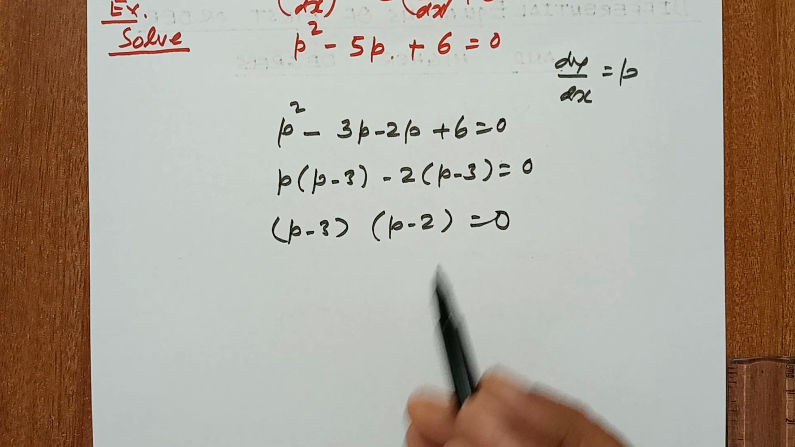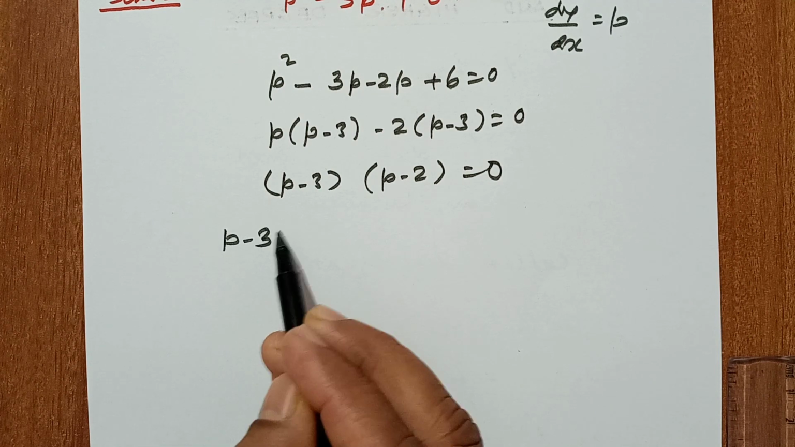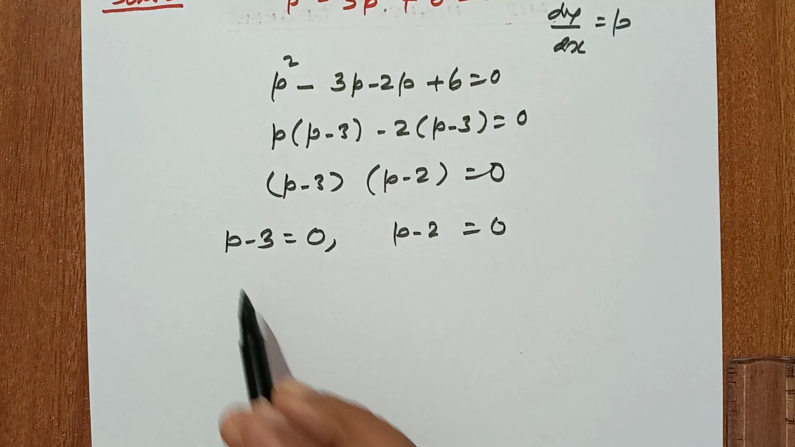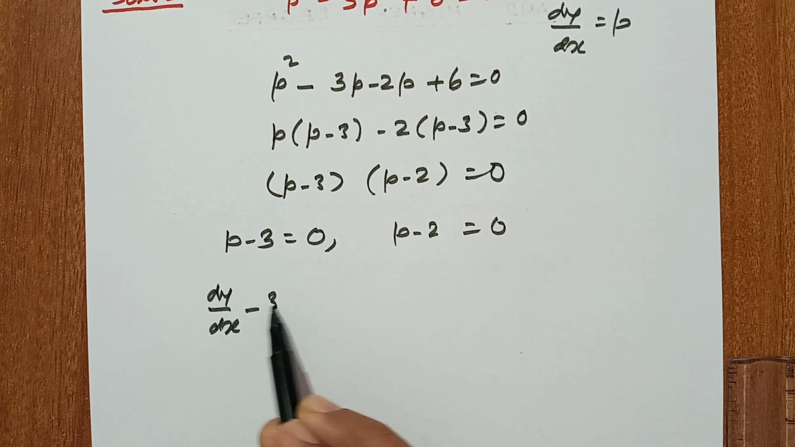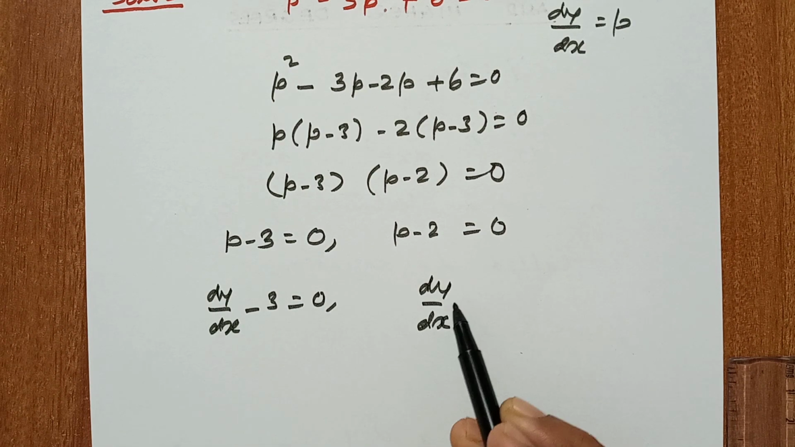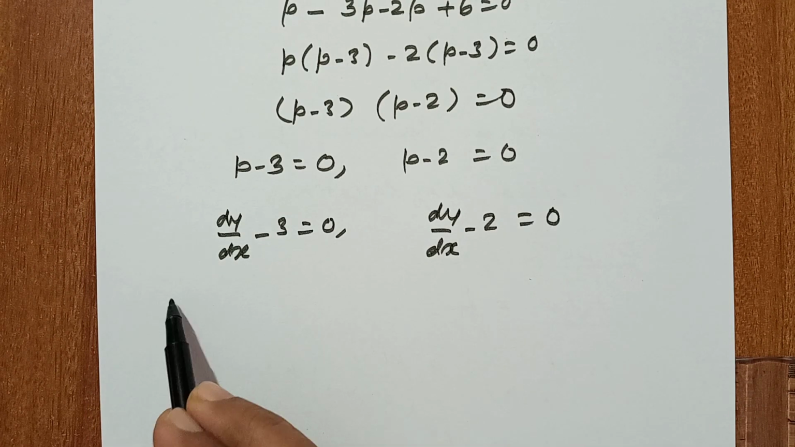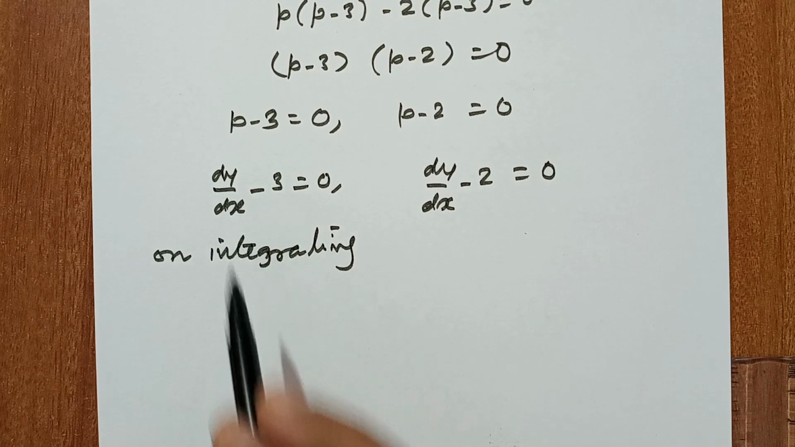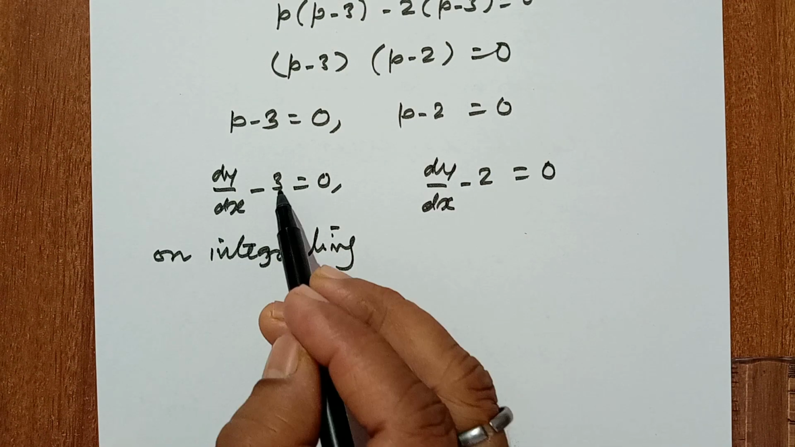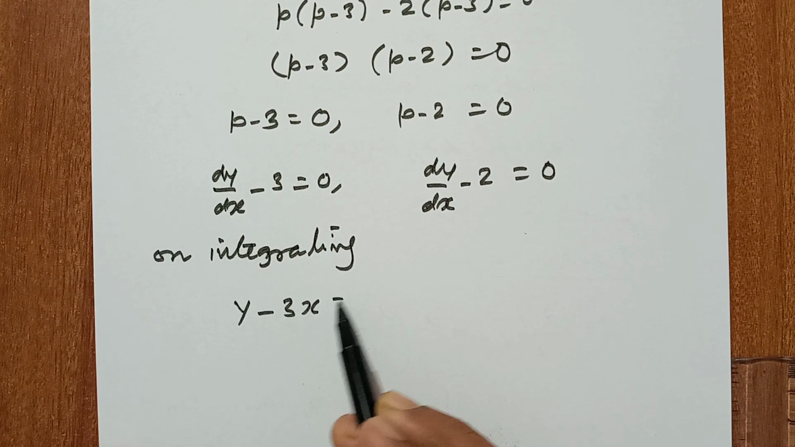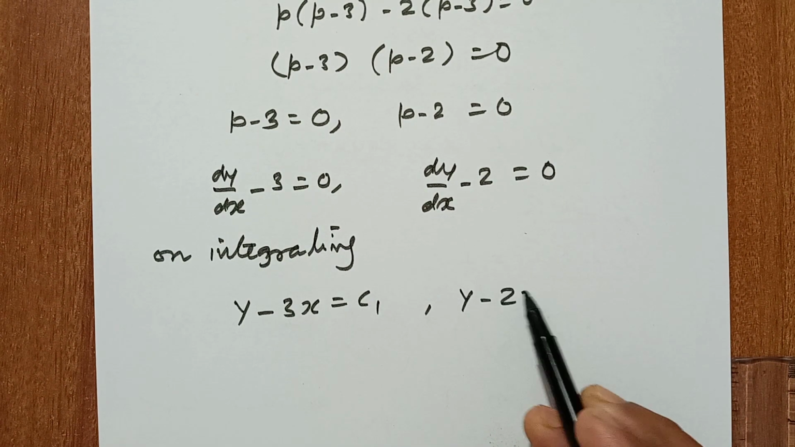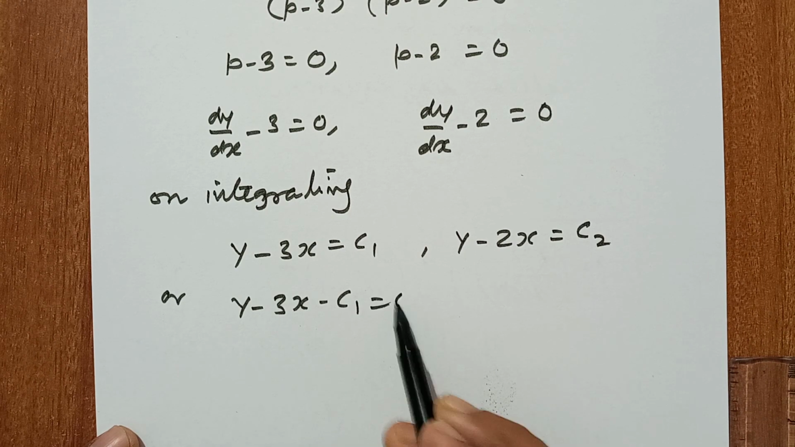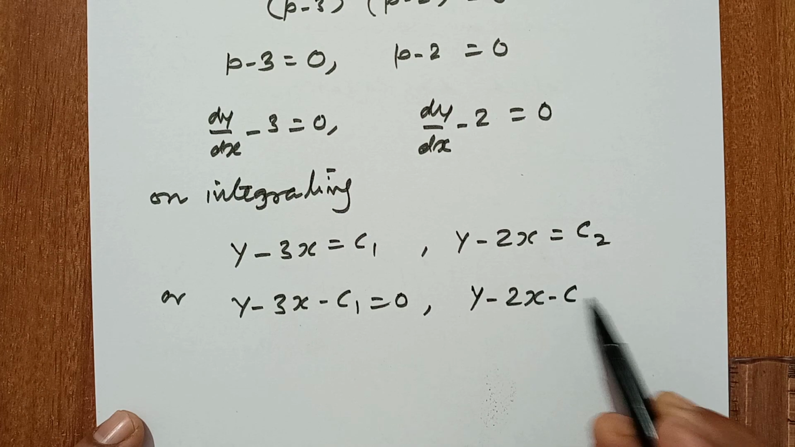Now, equating each factor to 0: p minus 3 is equal to 0 and p minus 2 is equal to 0. Then putting dy by dx equal to p, we get dy by dx minus 3 equal to 0 and dy by dx minus 2 equal to 0. Then integrating, we can also write it as dy minus 3dx is equal to 0, or y minus 3x is equal to c1, and y minus 2x is equal to c2, or y minus 3x minus c1 is equal to 0 and y minus 2x minus c2 is equal to 0.